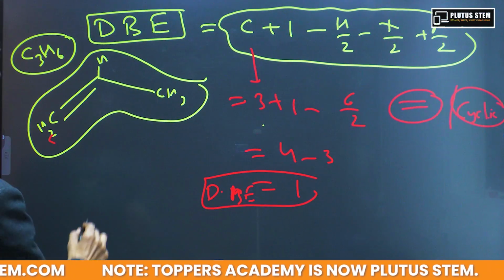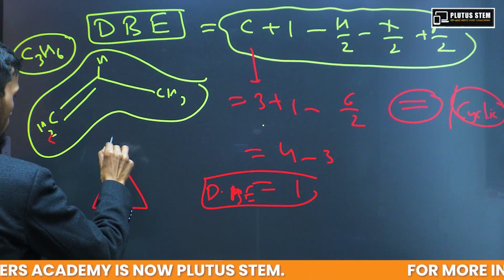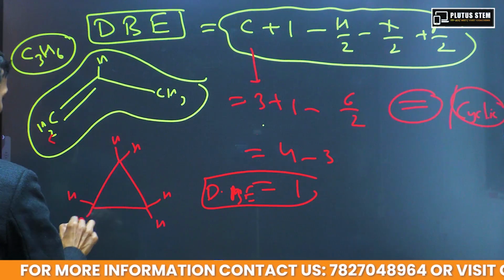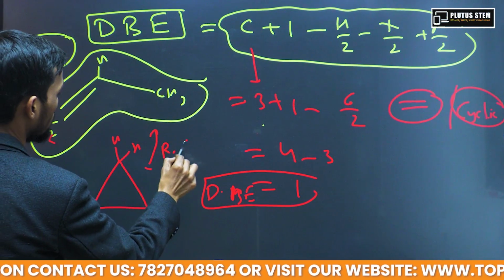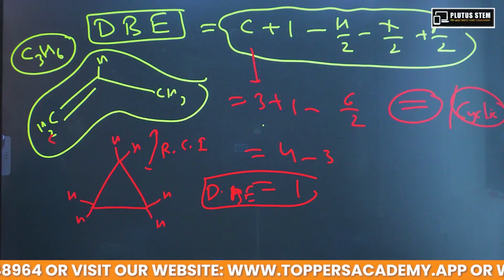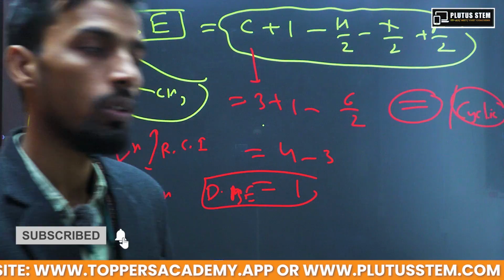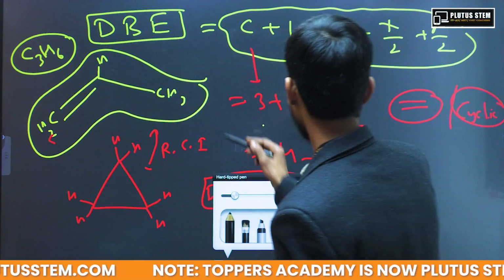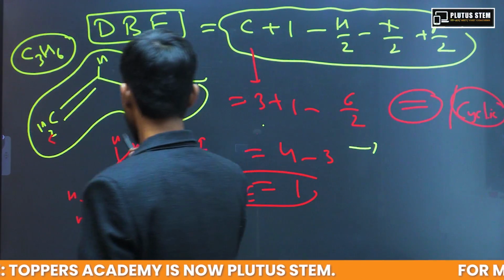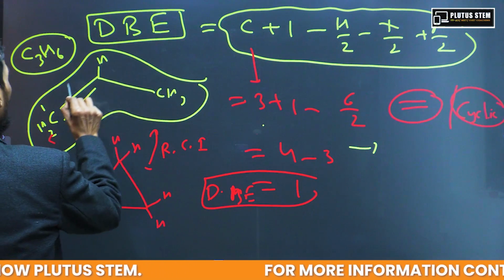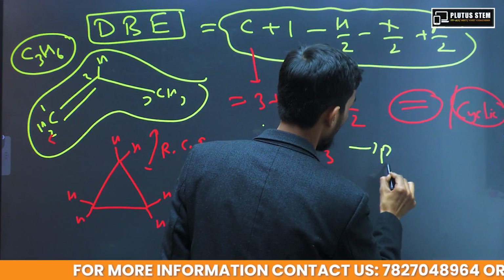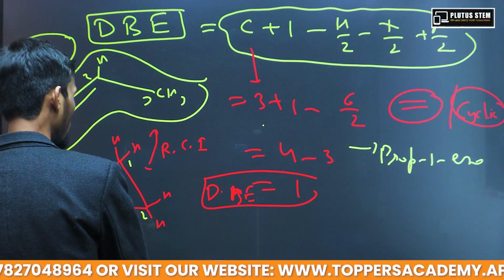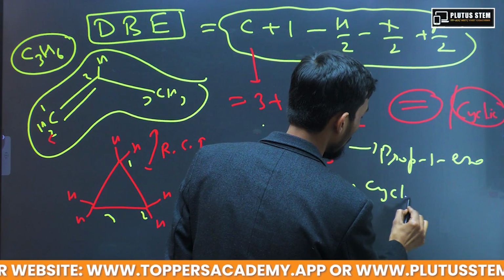So this can be made like this or like this. These two are ring chain isomers. Clear or not? The name of the acyclic compound is: 3 carbons, prop, 1-ene. And this one has a cyclo group, cyclopropane.